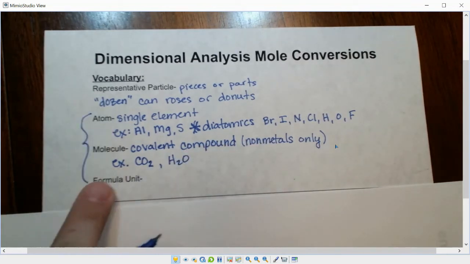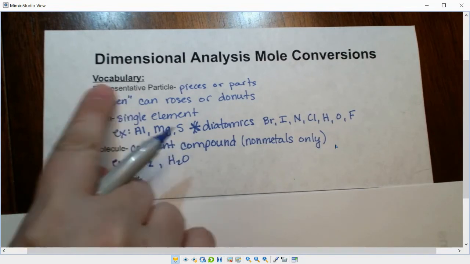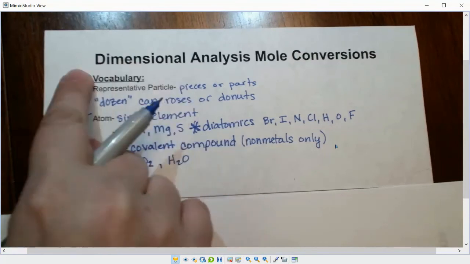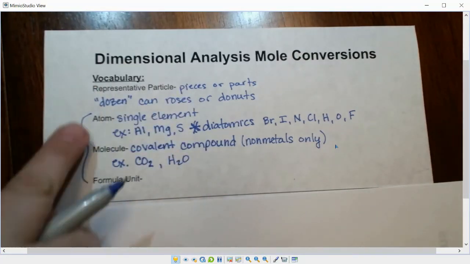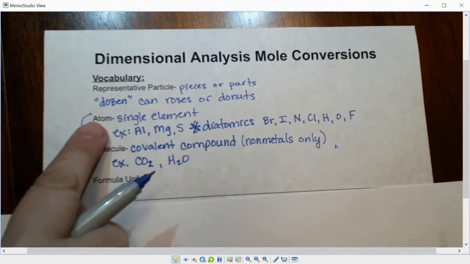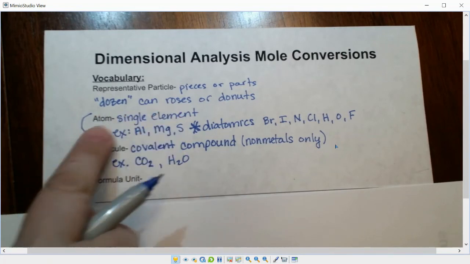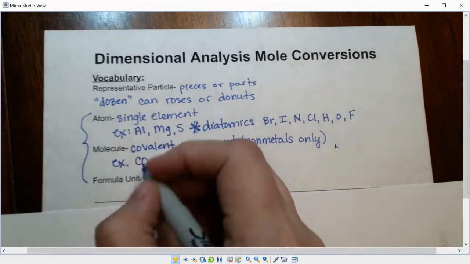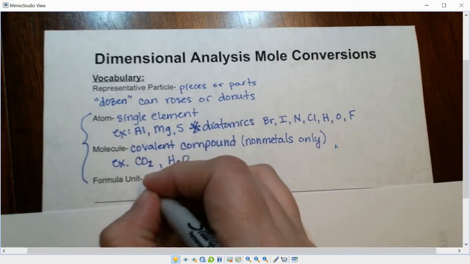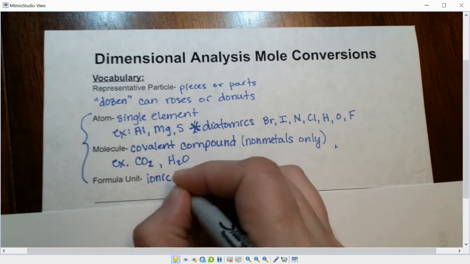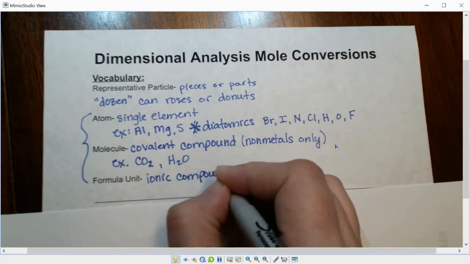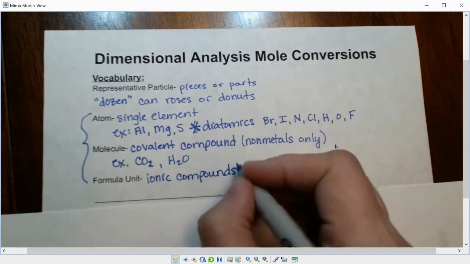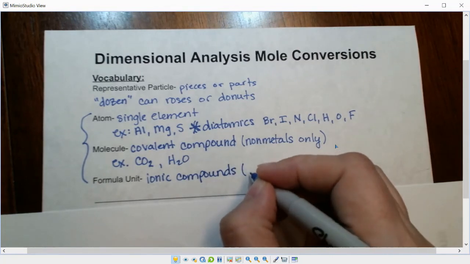And then lastly, still considered a representative particle because this is just the piece or the part. This is kind of the generic term. And then these are classified as individual, and it's based on the context. So atom means a single element, molecule means covalent compound. Formula unit is actually how we describe ionic compounds. And if you recall, ionic compounds are compounds made of ions.